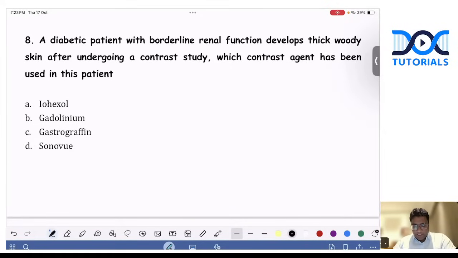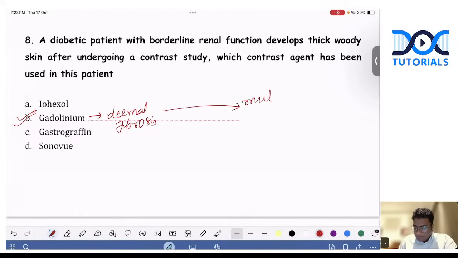Iohexol, gadolinium, gastrografin, or Sonoview. What did you answer for this? Very nice, we got the right answer. This is gadolinium. Now, please remember, gadolinium produces dermal fibrosis, skin fibrosis, which progresses to produce multi-organ fibrosis. This is your nephrogenic systemic fibrosis, NSF. This is something which we all know, nephrogenic systemic fibrosis.